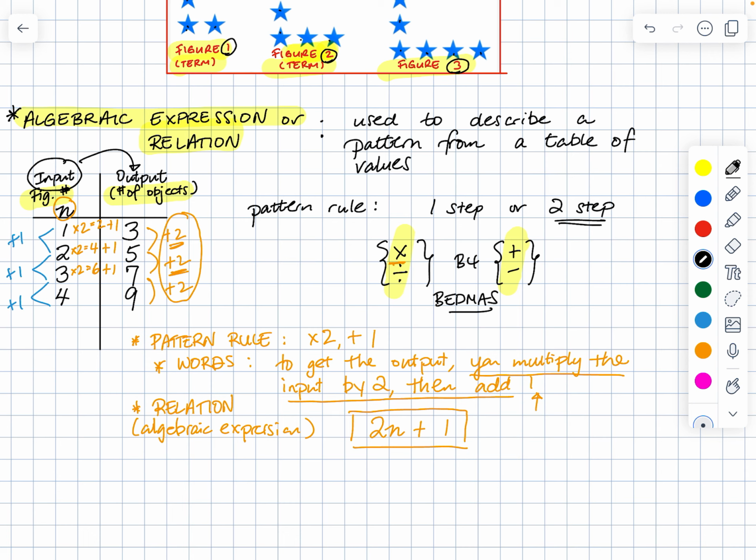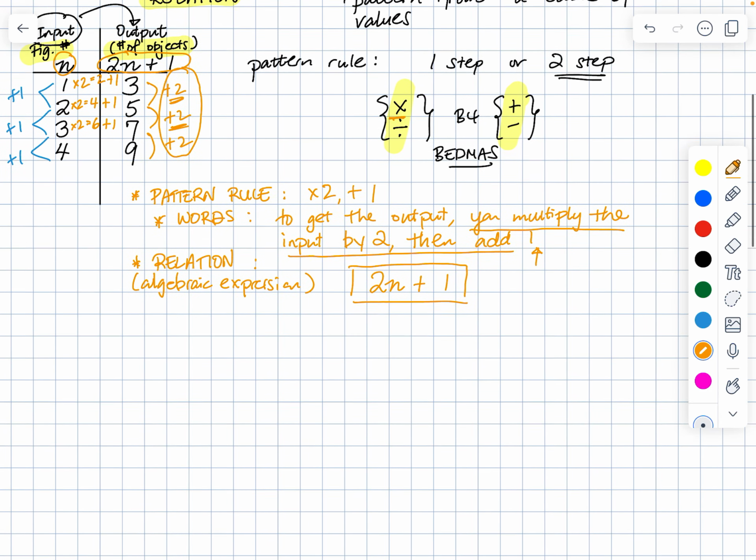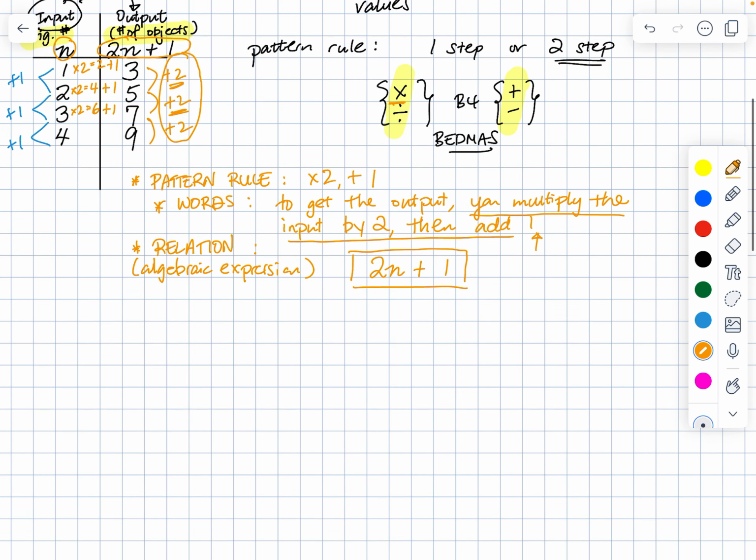So I'm going to jot that in here because that's also how you express the output, okay? I'll just circle that in orange. All right, so that is the algebraic relation, okay? All right, so moving on, we'll do one more example. And this example is where you already have the algebraic expression or relation written out. So please, again, jot down this T table and copy this down.